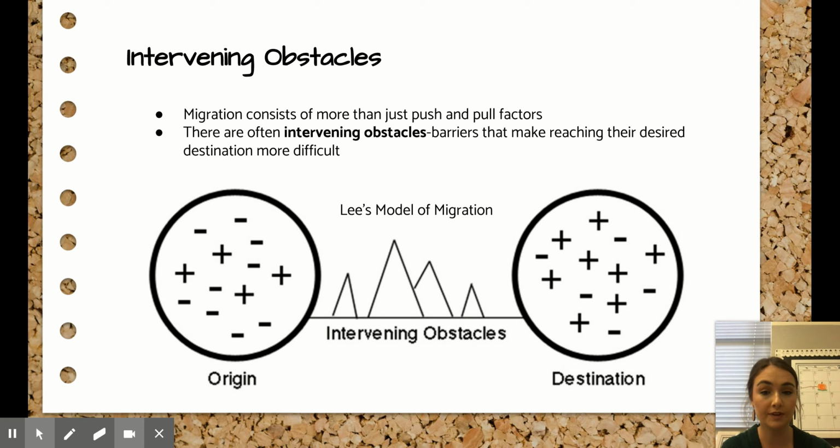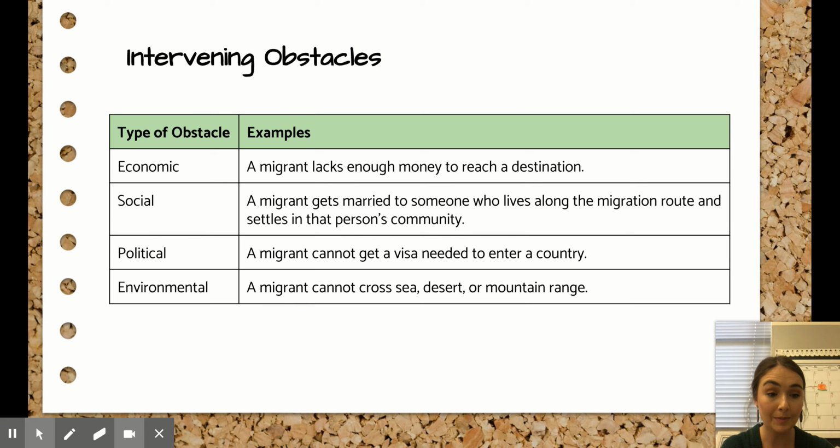And just like push and pull factors, intervening obstacles can kind of be divided into different categories. They can be economic, social, political, or environmental. And here are some examples of those. An economic intervening obstacle might be that a migrant lacks enough money to reach a destination. So they can recognize the push factors of their origin country and they recognize the pull factors of where they want to go. That doesn't mean those push and pull factors aren't there, but they just don't have enough money to get there. So that would be one example of an economic intervening obstacle.